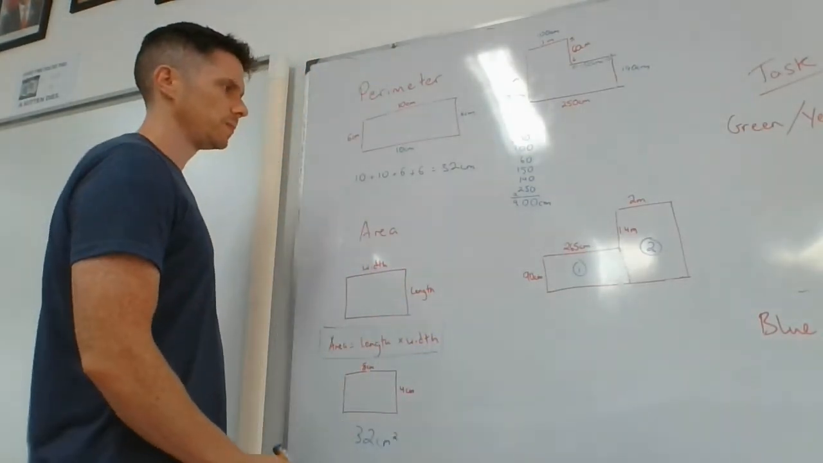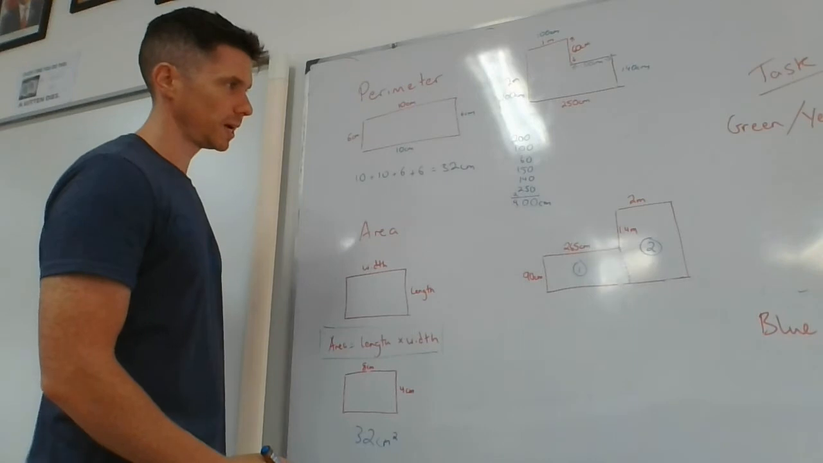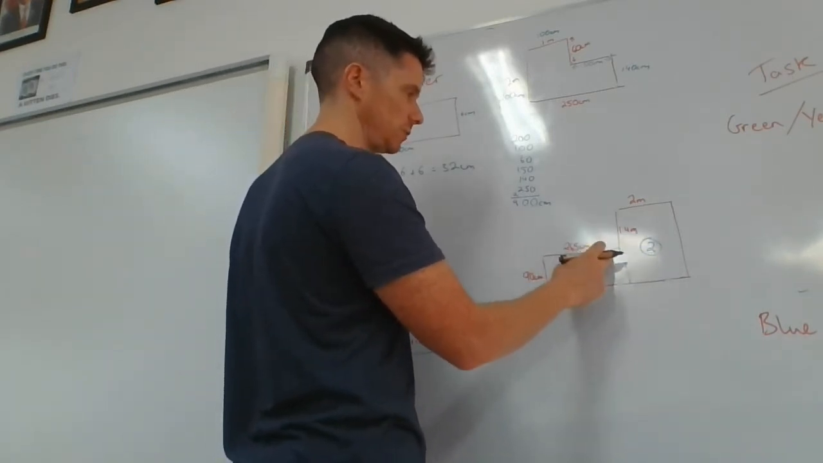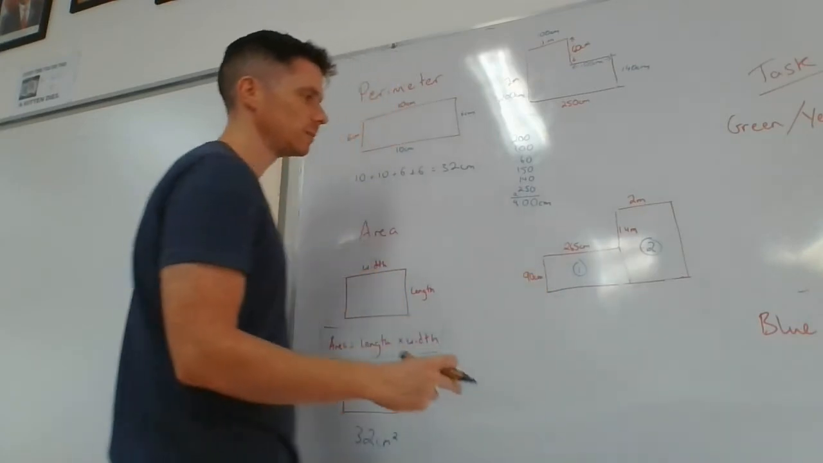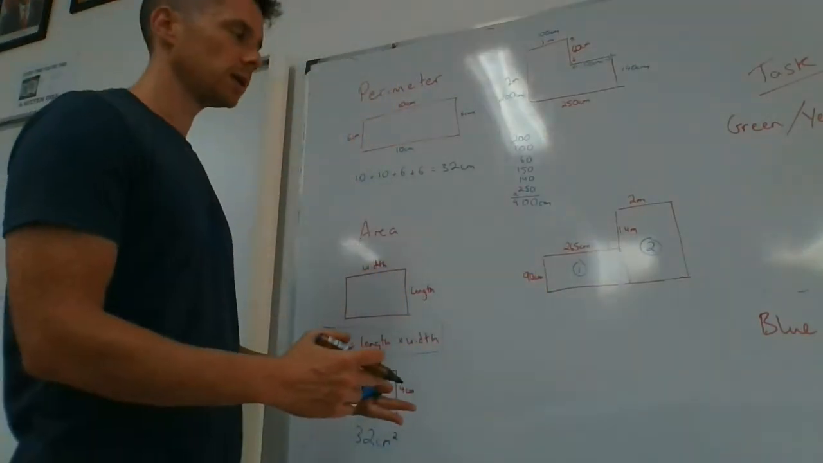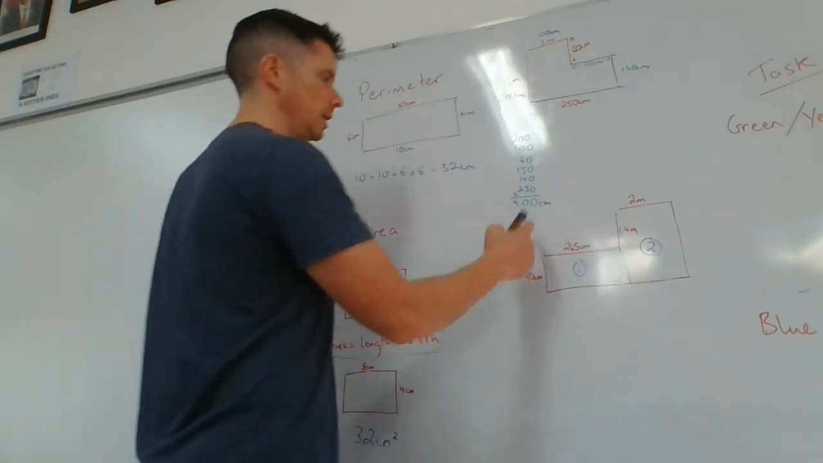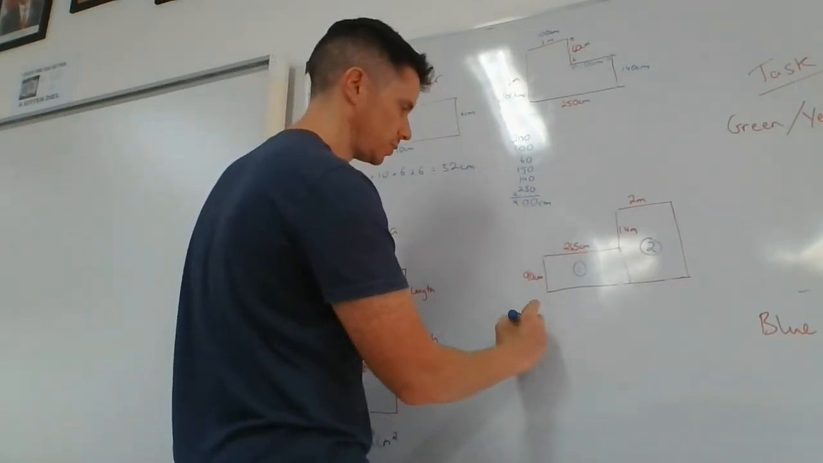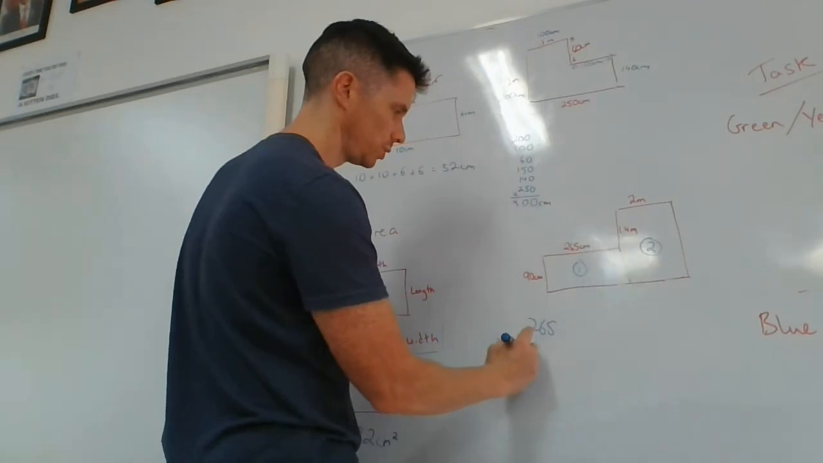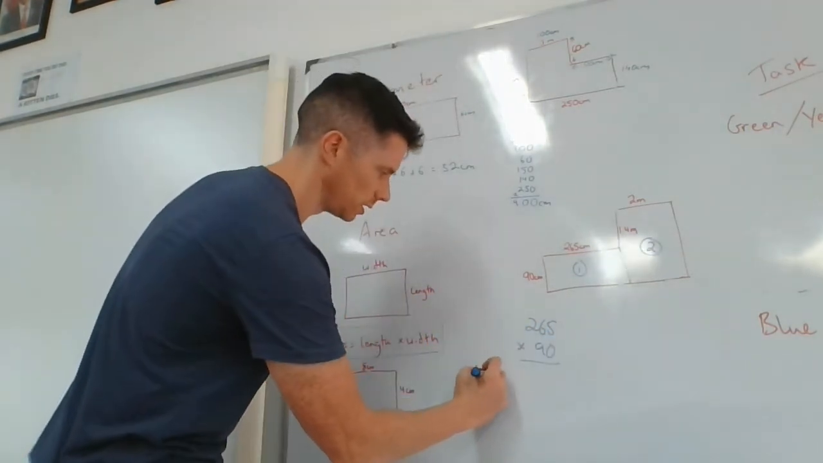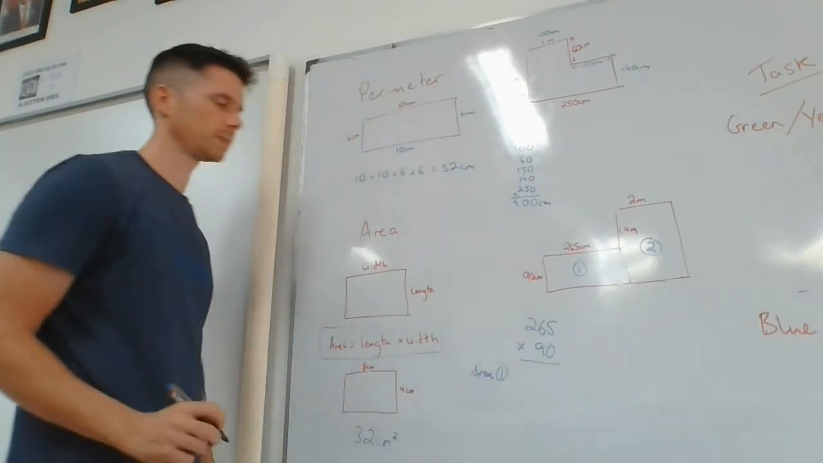Okay, so what are my 2 areas? Well, area 1 is nice and easy. I have 265 centimeters, I have 90 centimeters, so they're both in centimeters already. Same units, so I can just multiply them. Length times width. So 265 multiplied by 90. And that's going to give me area 1.